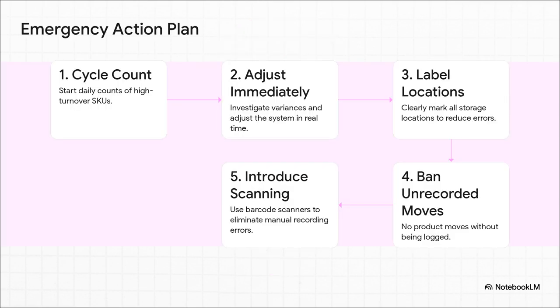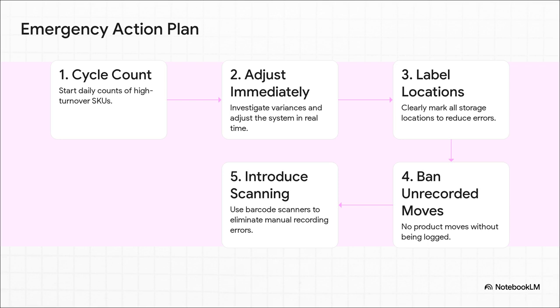First things first, start daily cycle counts. And don't try to count everything, just focus on your fastest moving items, the ones where errors hurt the most. Second, the moment you find a discrepancy, investigate and adjust the system right then and there. Don't wait. Third, get out there and clearly label every single storage location. Ambiguity is your enemy. Fourth, make it a hard and fast rule. No product moves without being logged, period.